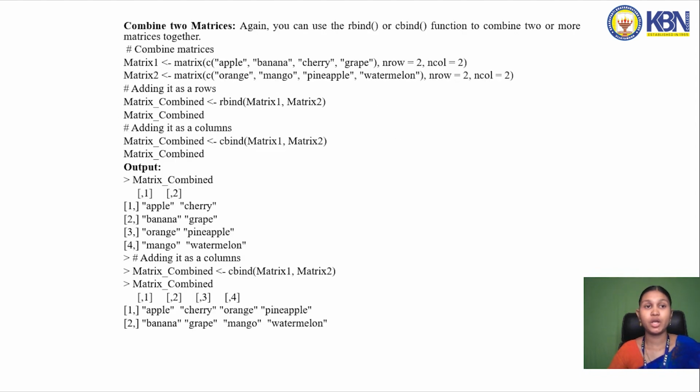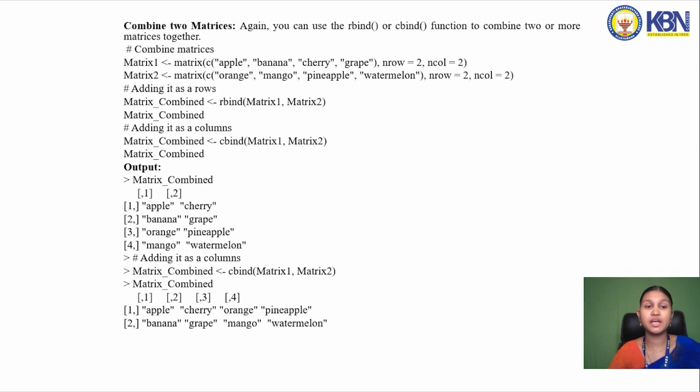And next one, combine two matrices, means you have to use two functions, rbind and cbind. Whenever you use rbind, the two rows are bound. Whenever you use cbind, you combine two columns. Here I am taking the input values matrix 1 and matrix 2. I combine these values with the help of the rbind function. And next, I am using the cbind function with matrix 1 and matrix 2.